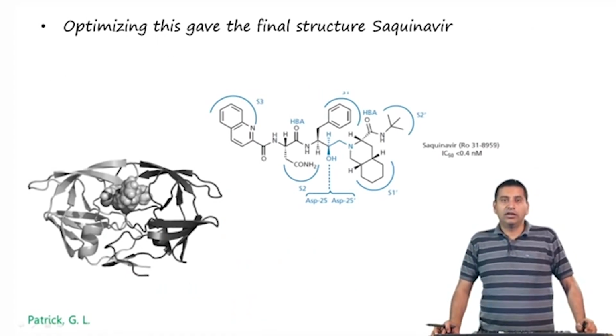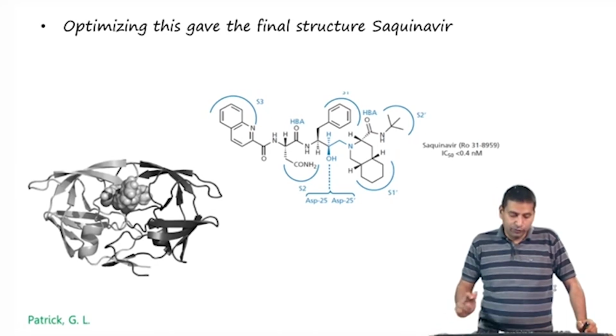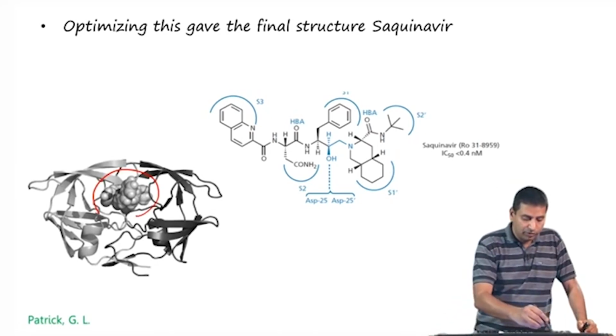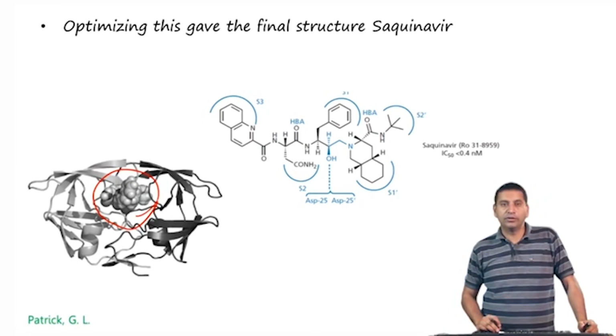So, finally, this structure saquinavir was developed, which has the following structure, and if you co-crystallize this molecule with HIV protease, you find that it fits very beautifully into the active site with the following binding interactions.